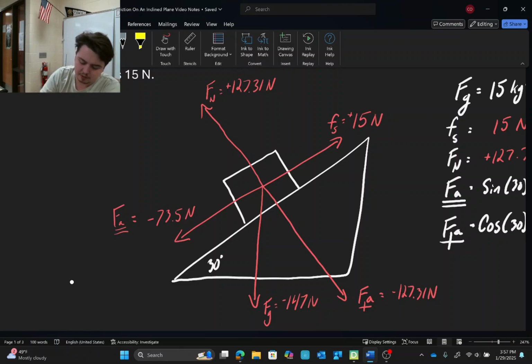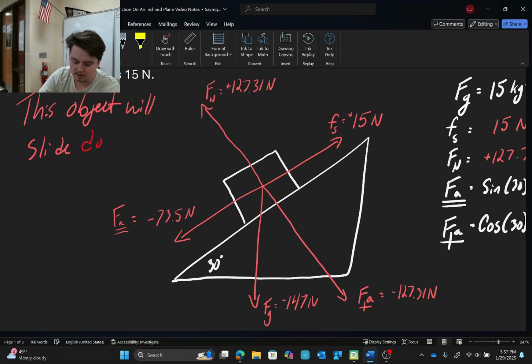Now I know that wasn't an explicit question stated in this, but it's kind of what we're trying to answer. So will this object slide down the ramp? This object will slide down the ramp.